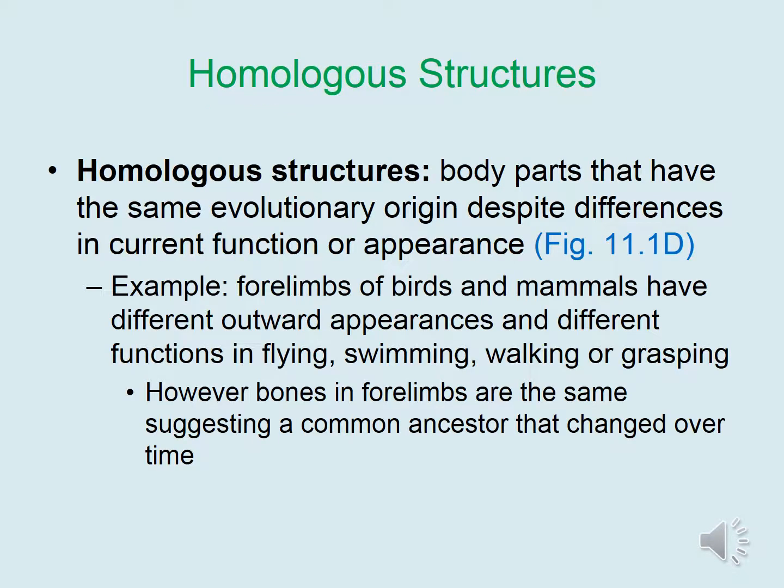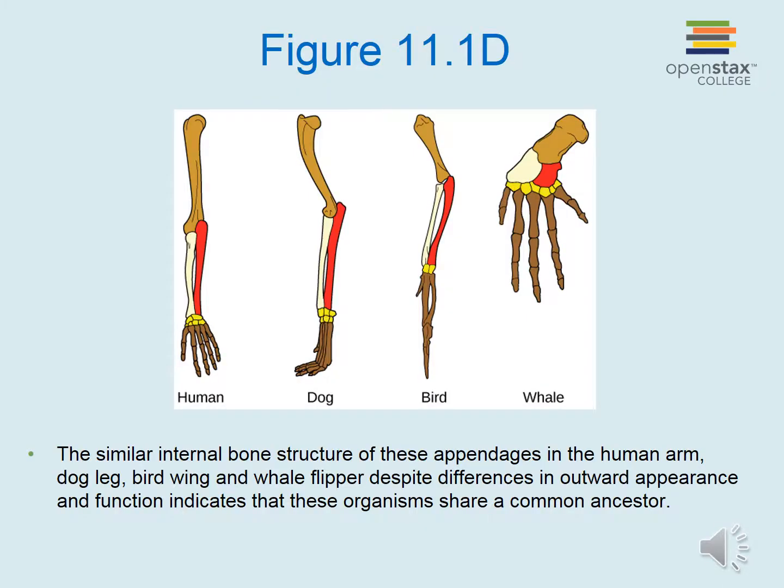One example of comparative anatomy is homologous structures. These are body parts that have the same evolutionary origin despite differences in current function or appearance. An example is the forelimbs of birds and mammals that have different outward appearances and different functions in flying, swimming, walking, or grasping items. However, the bones inside the forelimbs are the same, which suggests a common ancestor that changed over time. The similar internal bone structure of these appendages in the human arm, dog leg, bird wing, and whale flipper, despite differences in outward appearance and function, indicates that these organisms share a common ancestor.